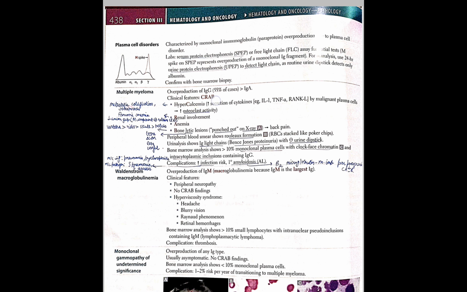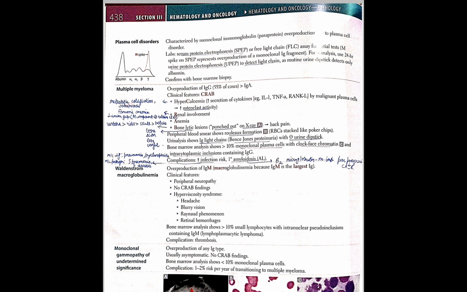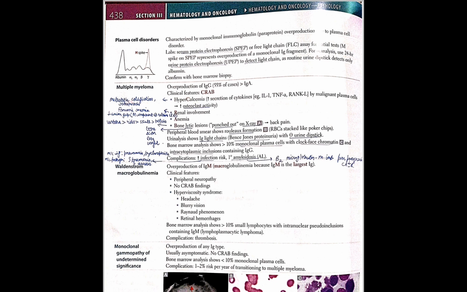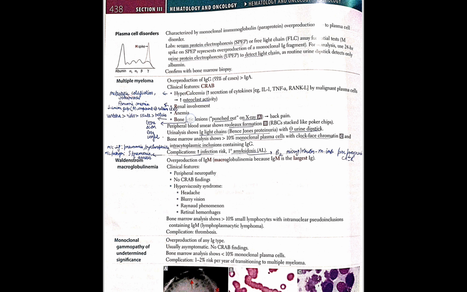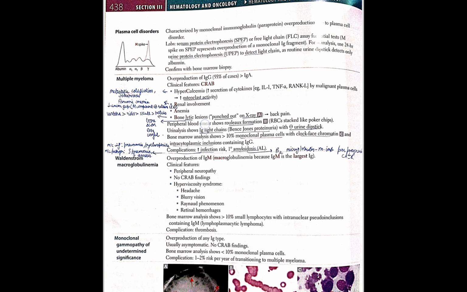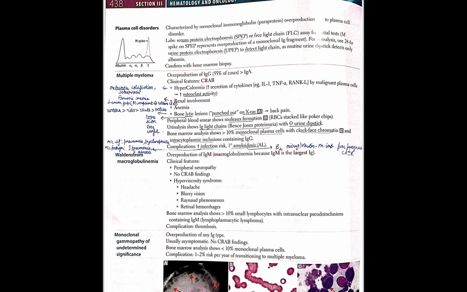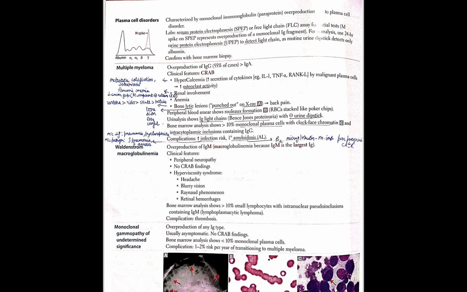Here, the clinical features are CRAB. C for hypercalcemia, R for renal involvement, A for anemia, and B for bone lytic lesions. Hypercalcemia is due to increased secretion of cytokines, that is interleukin 1, TNF alpha, and RANK ligand, and increased osteoclast activity. Osteoclasts, the bone destroying cells, will be more. So metastatic calcification will occur, and osteoporosis will occur.